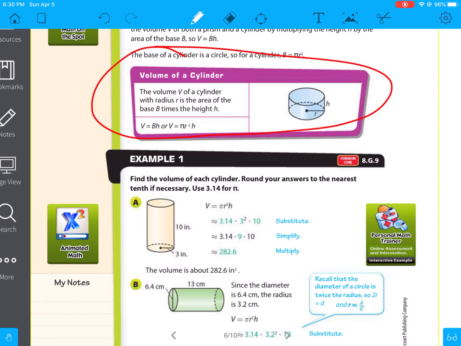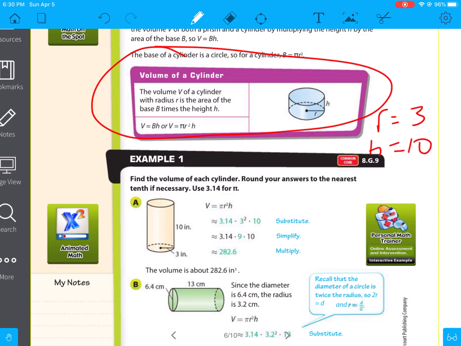So for example 1, find the volume of each cylinder, round your answer to the nearest tenth. And for these in the book, they do ask you to use 3.14 for pi. I'm okay if you use 3.14 or if you just want to use pi. That's fine. But if you look here, for letter A, they give you the radius. So radius is 3, and the height is 10.